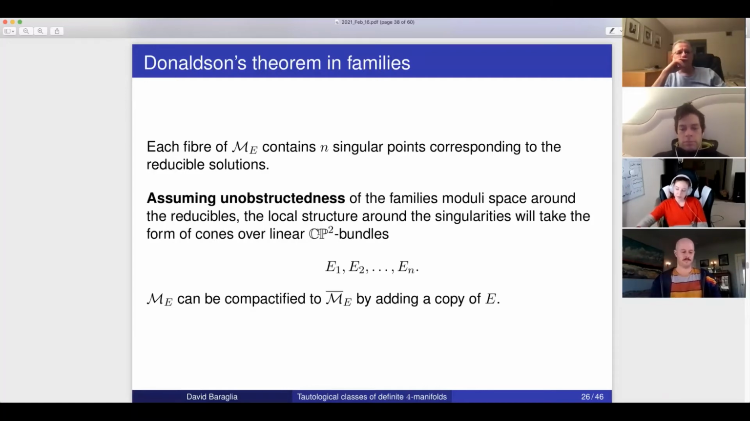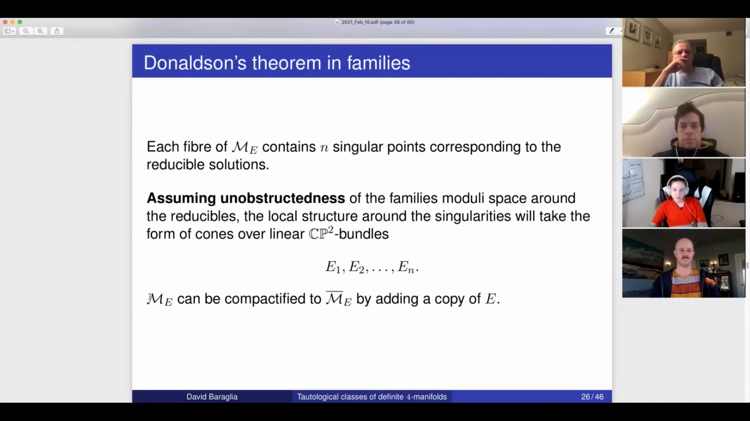So now at each fiber of the base, the moduli space will look like a cone over CP2, but this is happening in a family, so you'll have a cone over linear CP2 bundles. All of this is assuming unobstructedness, and I'll get back to this point later, but assuming that, we would have these linear CP2 bundles.